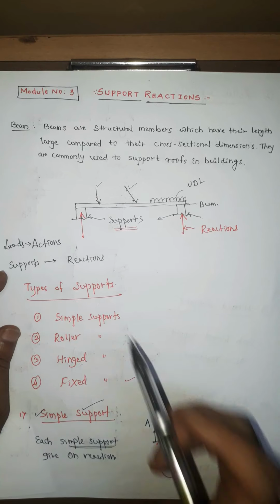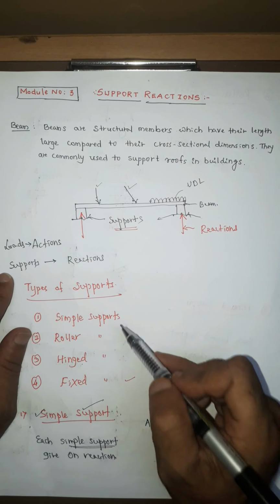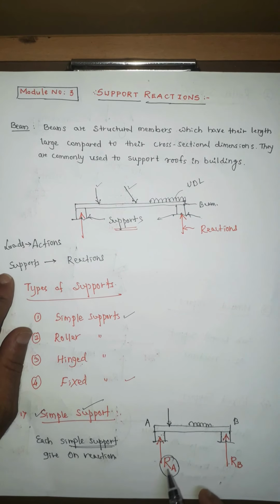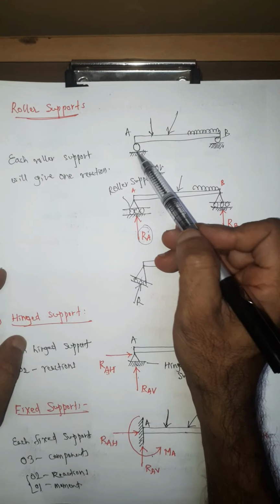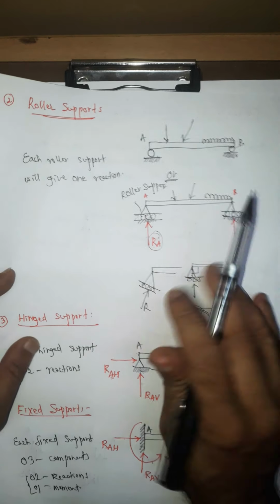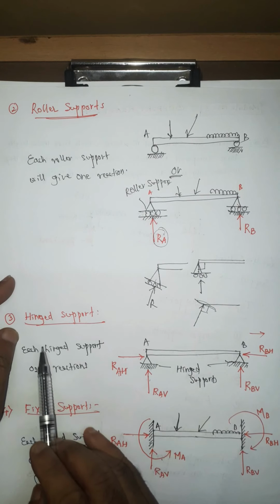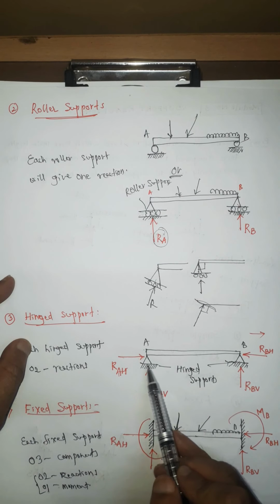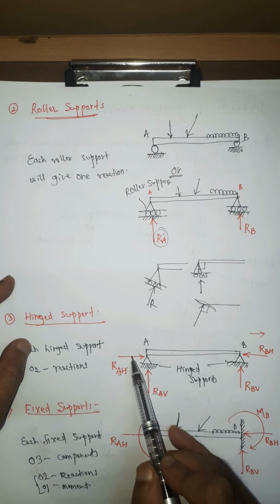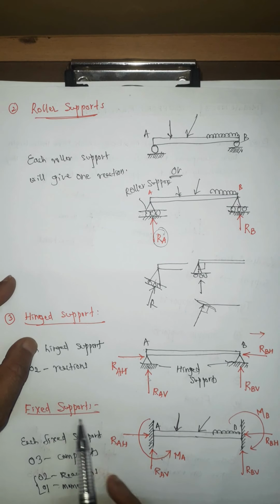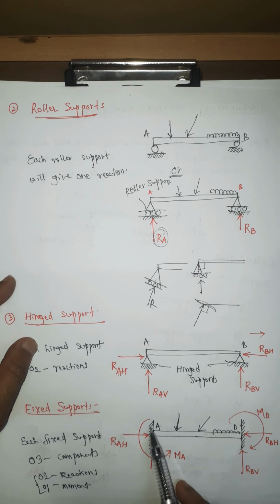So basically there are four types of supports you can provide. One is simple support, and each simple support will give one reaction. Then roller support. Each roller support is also giving one reaction. Then hinged support, two reactions will be there. For each hinged support, two reactions, and for fixed support, three components will be there.